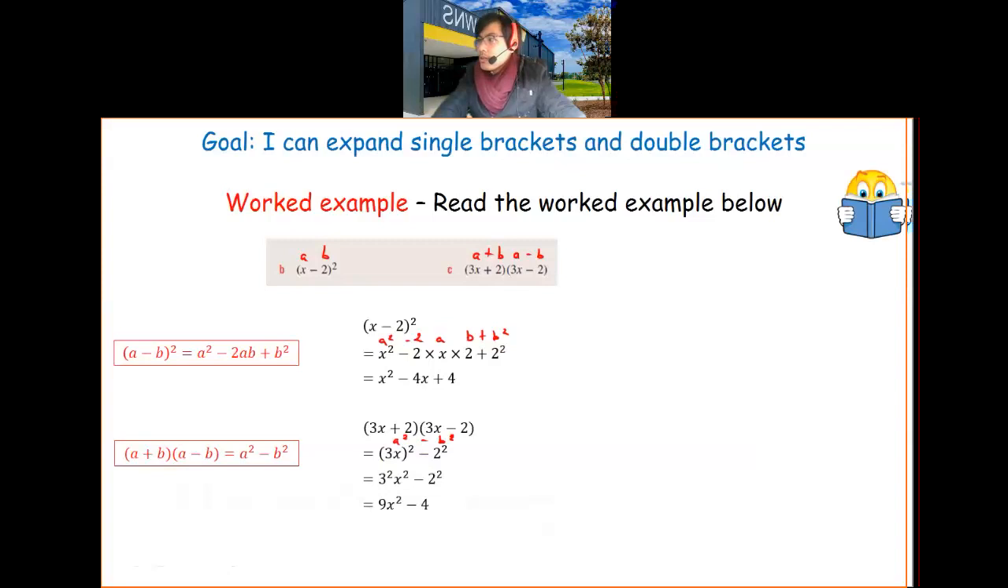So you can use either method. For this method, you just need to memorize these two rules here. And if you see something like a plus b squared, then you use the other rule, a squared plus 2ab plus b squared. Okay, so I hope that this helps you.